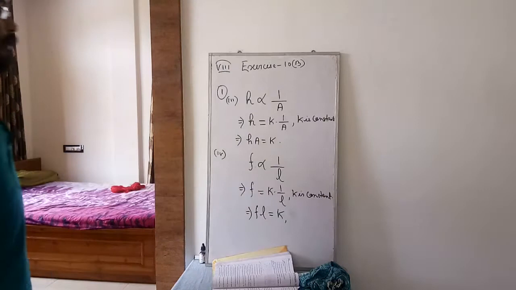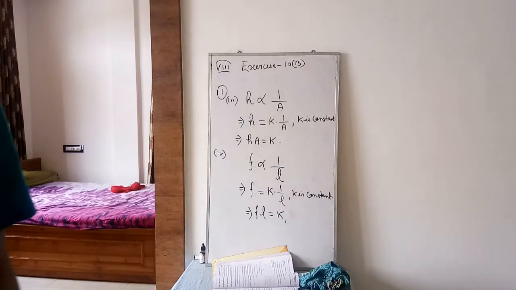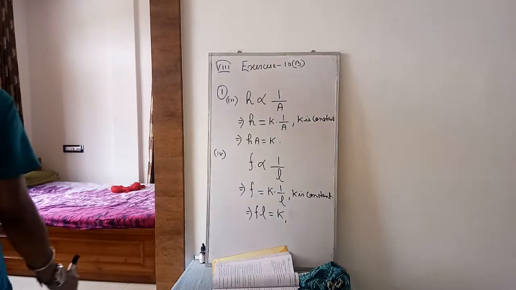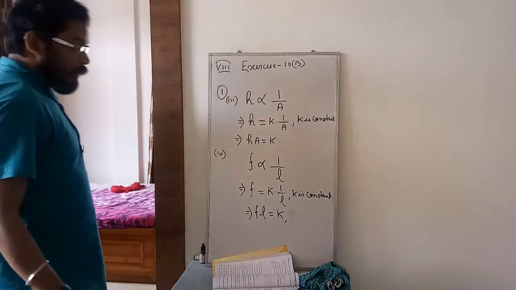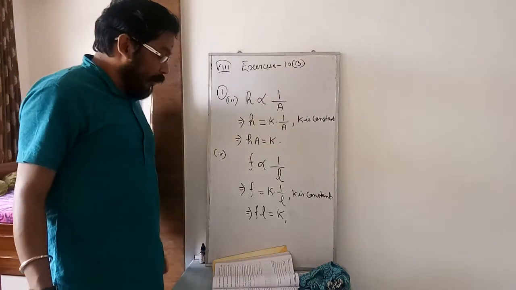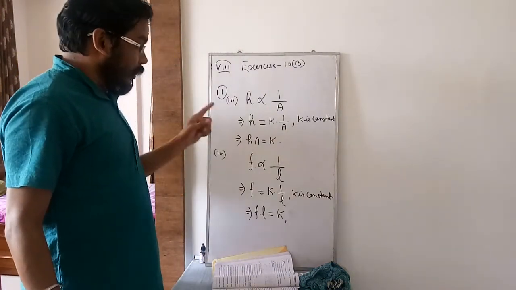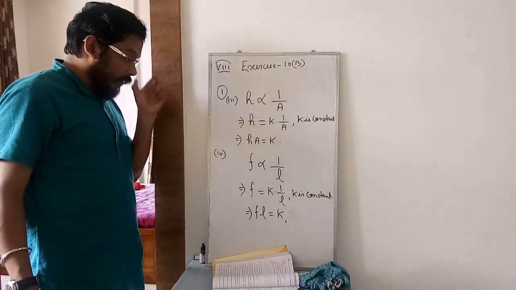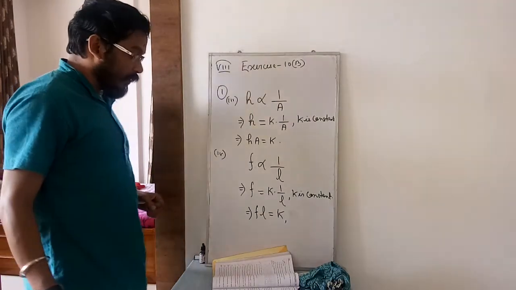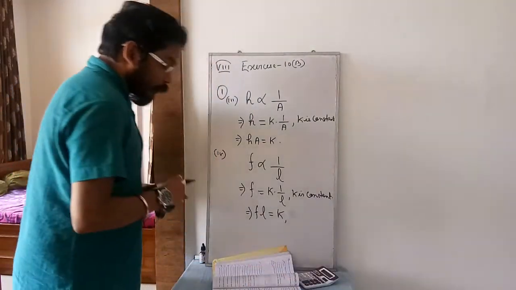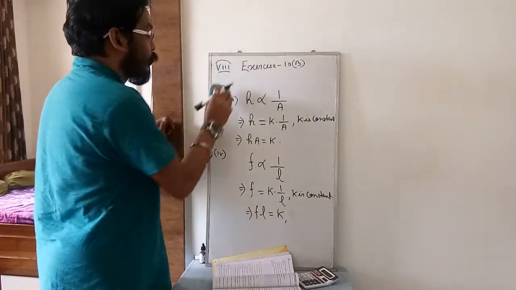Okay, take the screenshot. This is all about exercise 10B1, question number 1. In question number 1 there are 4 questions, so all the 4 questions are done. Now question number 2. What did they say?